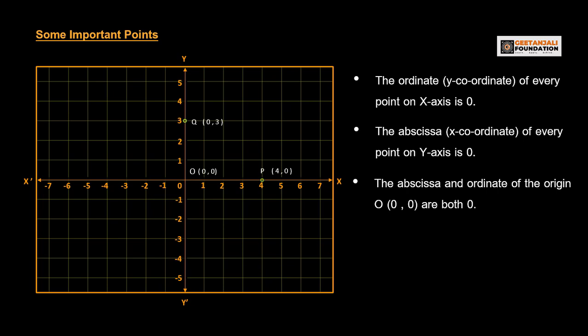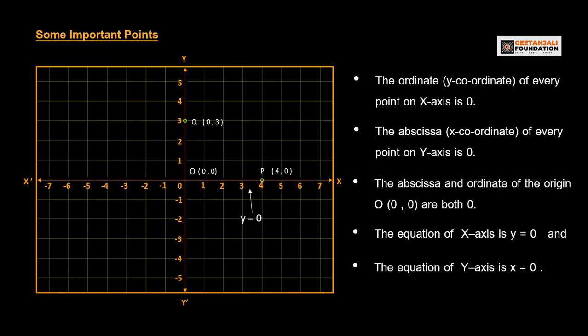Now one more thing. The equation of x-axis is y equals 0. To remember, you can relate with the fact that the y coordinate of every point on x-axis is 0. The equation of y-axis is x equals 0. In the same way, the x coordinate of every point on y-axis is 0.